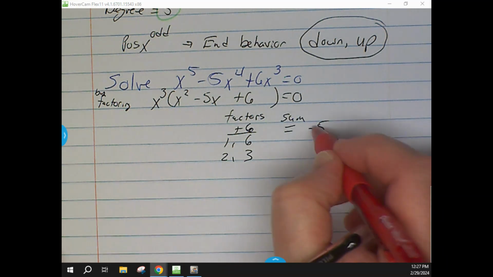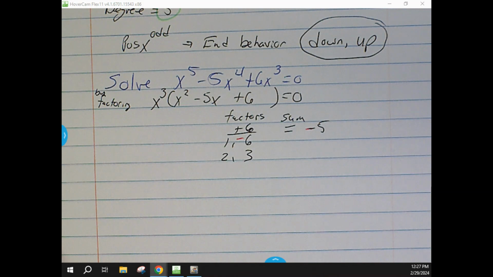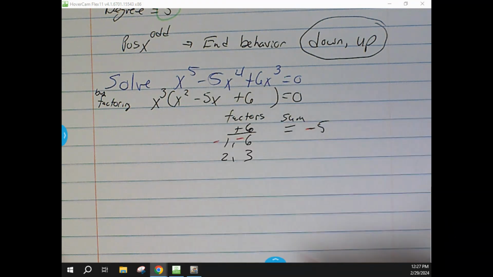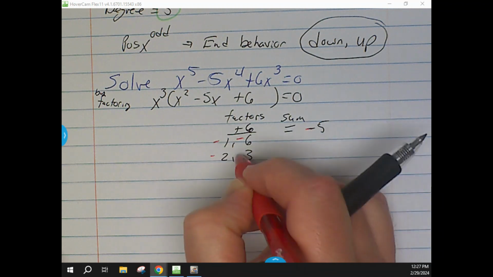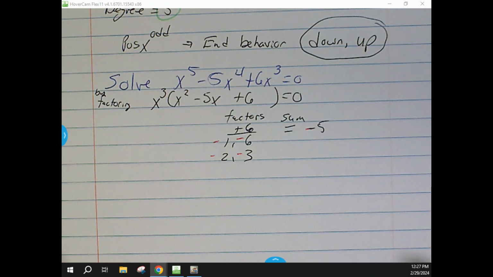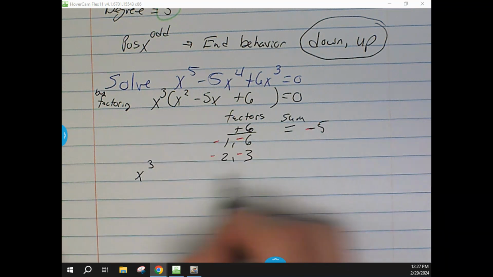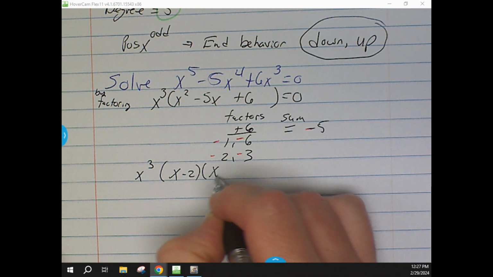Okay, the B term is negative. So we know the bigger number has to be negative. If you multiply a positive and a negative, it makes the other one also a negative. So if it's negative 1, negative 6, that would be negative 7. That won't work. It's got to be negative 2, negative 3. So we've got this x to the 3rd on the outside. Then on the inside, we're going to have x minus 2 and x minus 3.